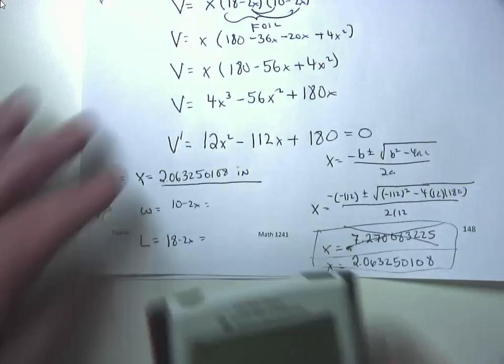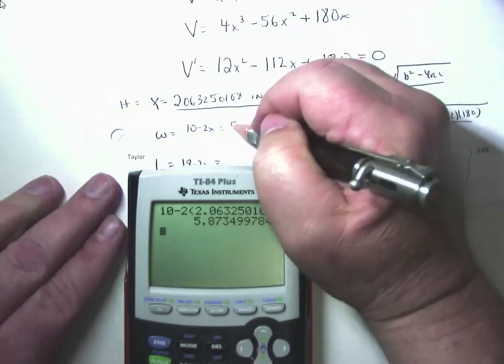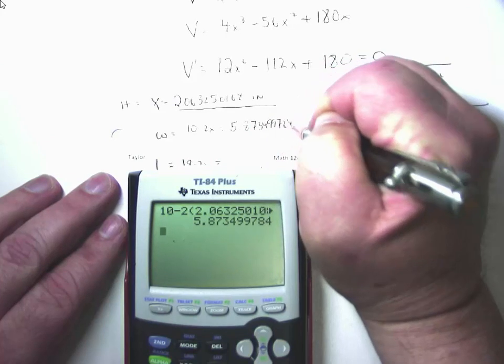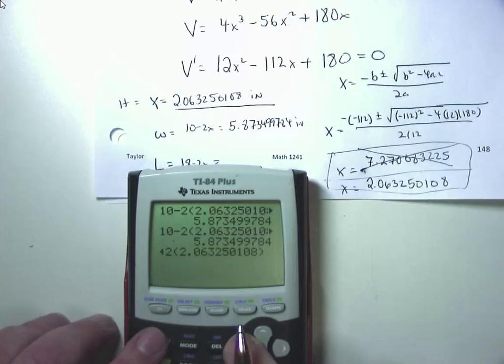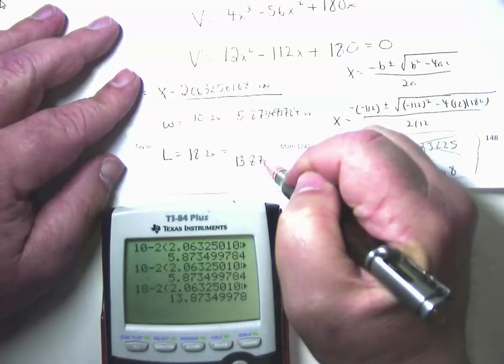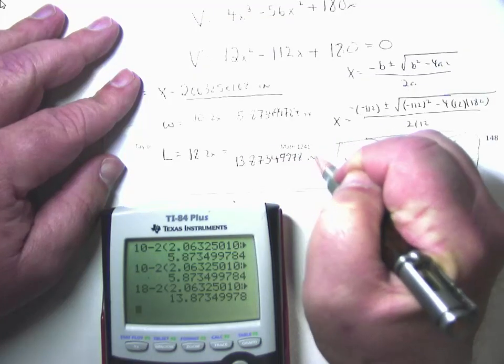So here we go. So it'll be 10 minus 2 times x, which is 2.0632510108. I end up getting 5.87349978 inches. And then I've got to do what? You take it and make it 18 minus 2x, and I'm just changing 10 to 18, and it is 13.87349978 inches. It's WebWork, give them all the decimals.